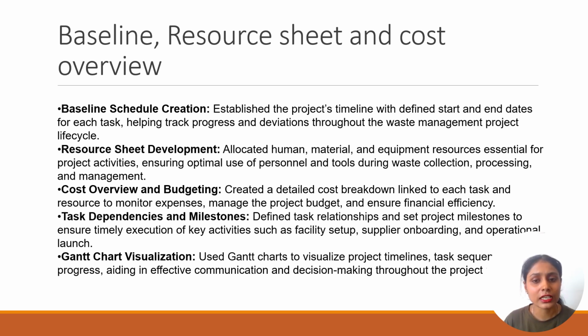Created a detailed cost breakdown linked to each task and resource to monitor expenses, manage the project budget, and ensure financial efficiency. Fourth one is task dependency, to define task relations and set project milestones to ensure timely execution of key activities such as facility setup, supplier, and operational launch. And the last one is Gantt chart visualization. Use Gantt chart to visualize project timeline, task sequence, progress tracking, and effective communication and decision making throughout the project.